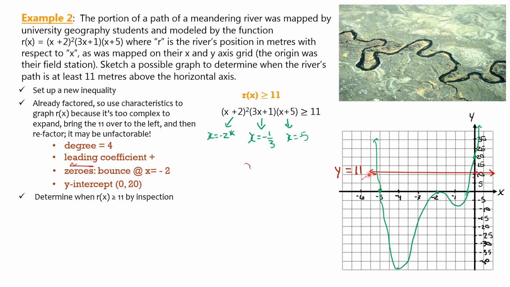So here's my line y equals 11, and I'm looking for where my function is greater than or equal to, remember it said at least 11 meters. So I have to include the point of intersection. So wherever it looks like on your graph you're intersecting, and then above it.